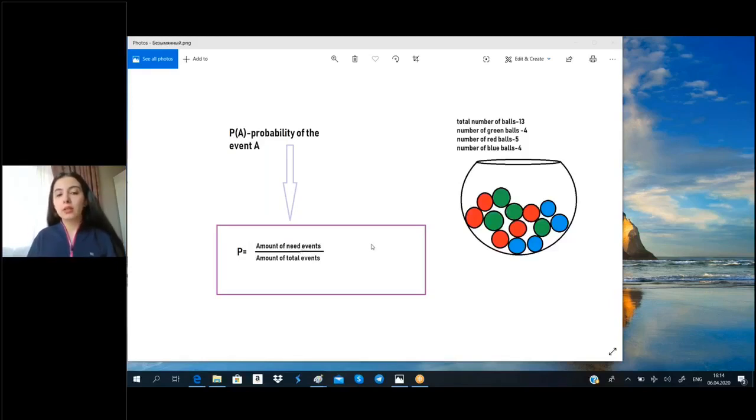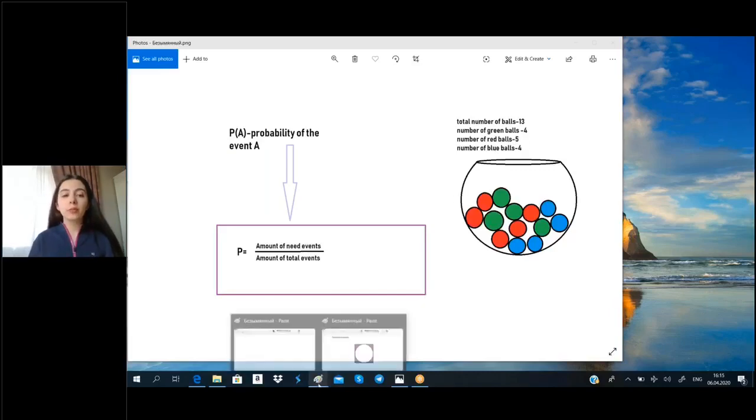So let's suppose that we have a jar. There are 13 balls inside of it, and 4 of which are green, 5 of which are red, and 4 of which are blue. So let's find the probability of choosing a red ball. We have the amount of total events, it's 13. So we will write 13 in the denominator and 5 in the numerator. Why? Because the amount of needed events is 5.